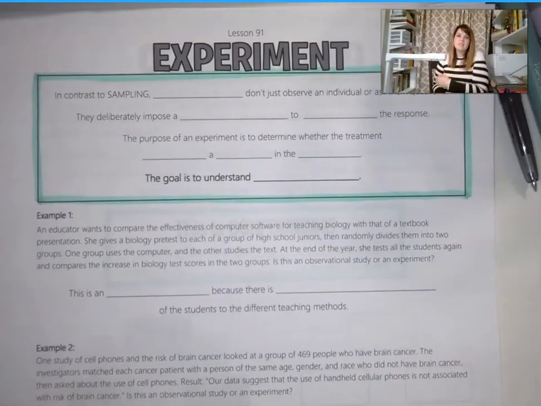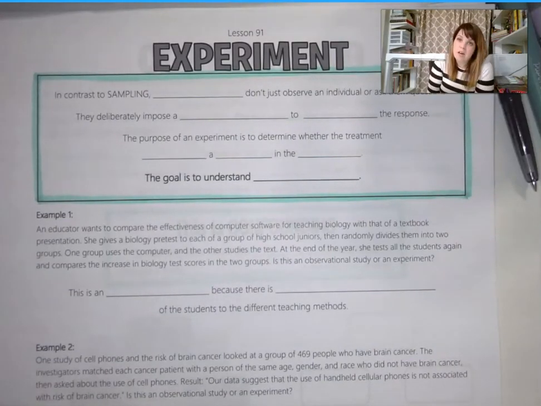Hello everyone, this is the beginning of Unit 9, this is Lesson 91. What we're just coming from is Unit 8, which is a unit on sampling. So typically, these two units, Unit 8 and Unit 9, are done as one unit. They're one chapter in your textbook.